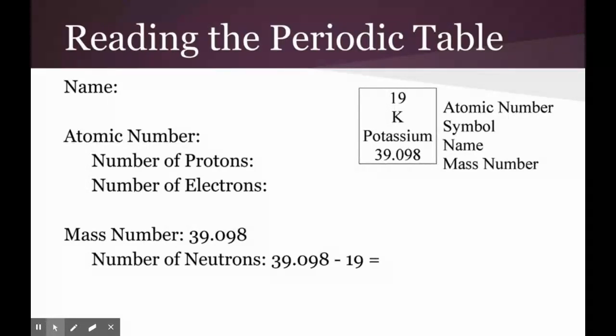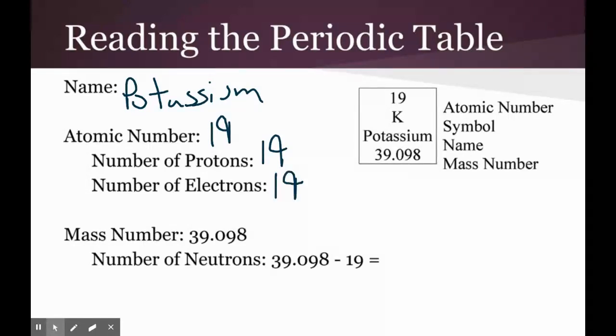The name of this element is potassium. The atomic number of potassium is 19. That means that there are 19 protons, and since this is a neutral atom, that also means that there are 19 electrons. Remember, protons have a positive charge and electrons have a negative charge. Neutrons are neutral, they have no charge at all.